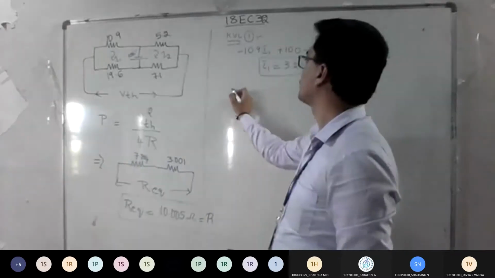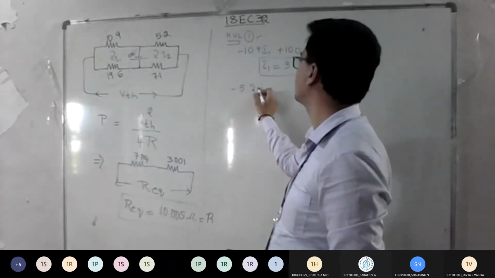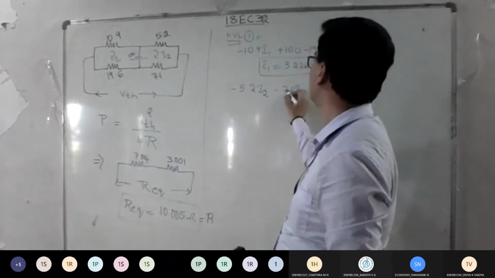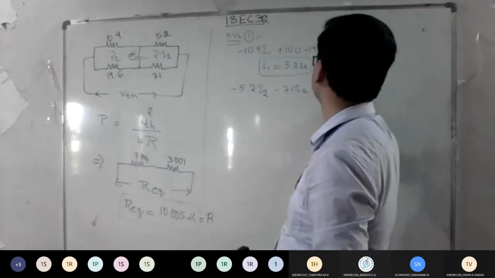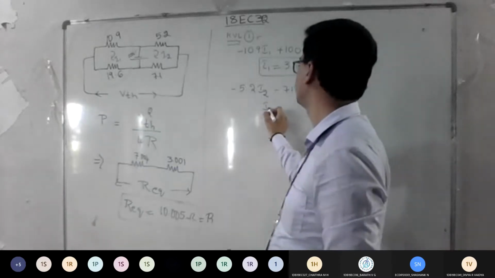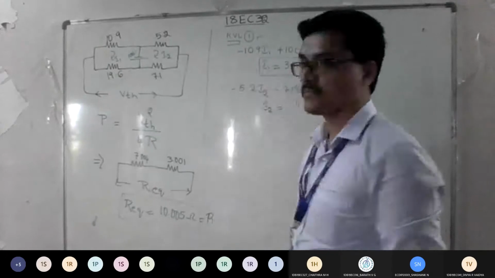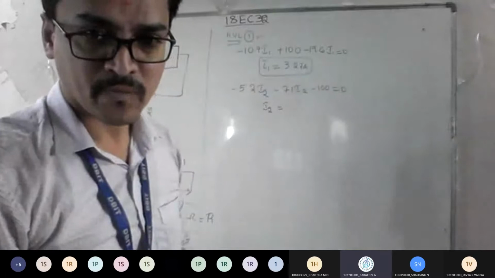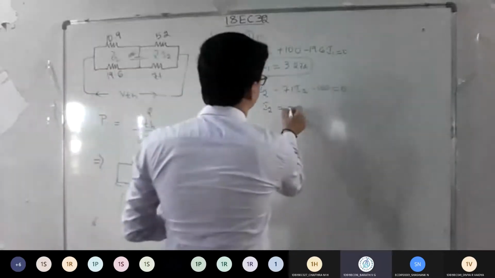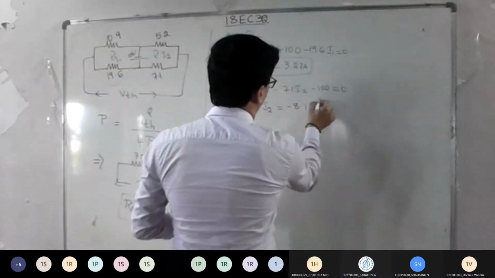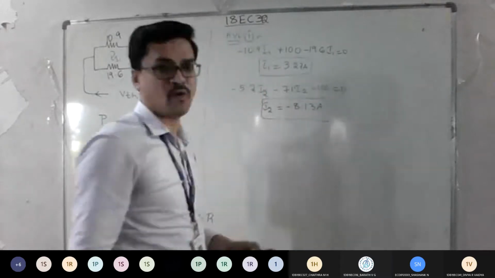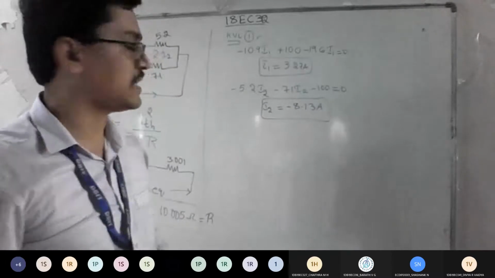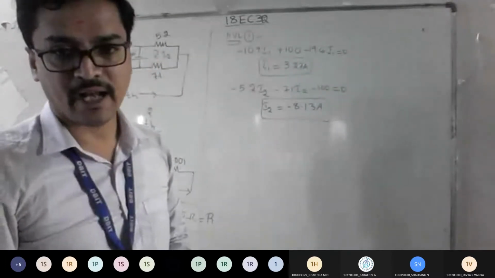So apply here: minus 5.2 I2, then again minus 7.1 I2 minus 100 equals 0. Check out how much I2 is. Minus 8.13 ampere. Minus 8.13 amp. Okay, so the negative current indicates the assumption you had made should be reversed. That's it. Okay, fine. So now once we find the current across the meshes, I need to find what?